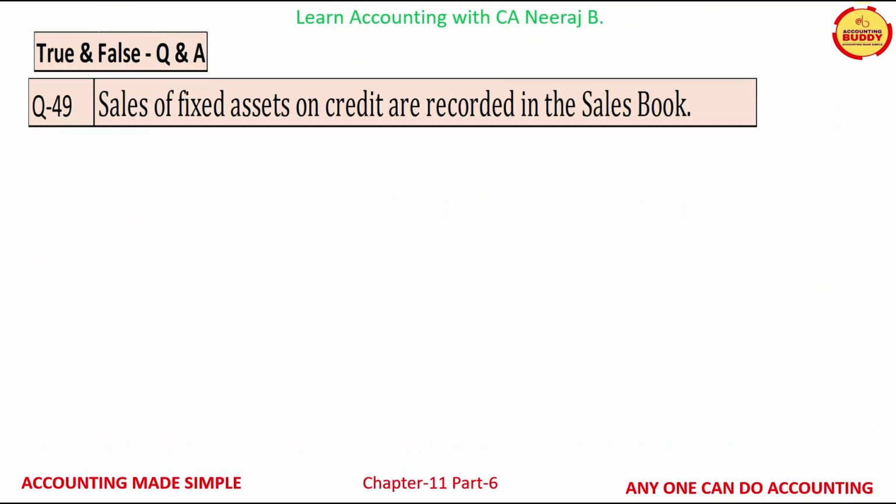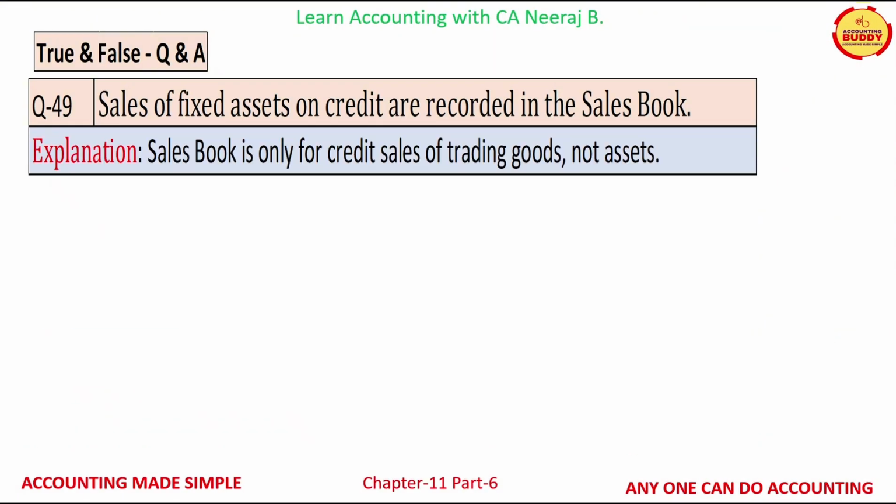Question number 49: sales of fixed assets on credit are recorded in the sales book, and the fact of the matter is sales book is only for credit sales of trading goods, not for assets. Therefore, it is a false statement.